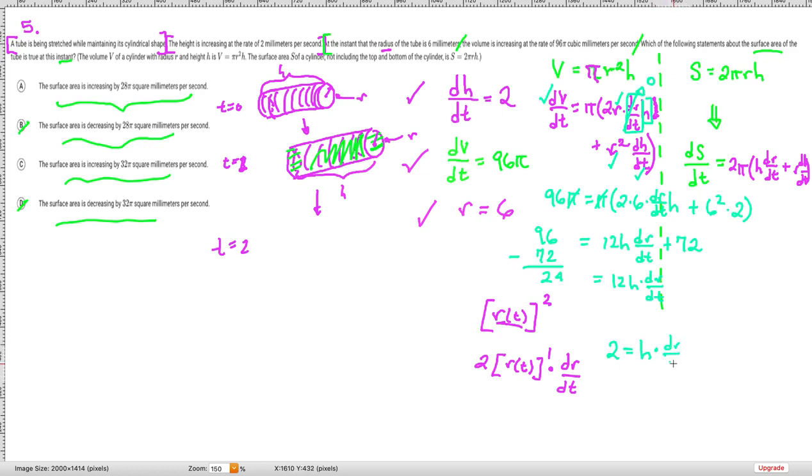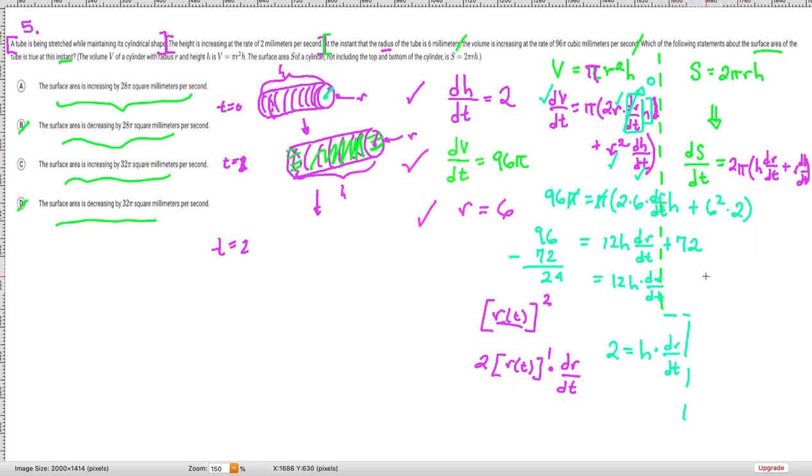And this is actually all I need, because now I have 2 is equal to h times dr/dt. I don't know what h is, and I don't know the rate at which the radius is increasing, right? Over time, the radius could be getting larger, it could not be, it could be 0. I don't know, but it doesn't matter, because I know that 2 is equal to h times the rate at which the radius is increasing.